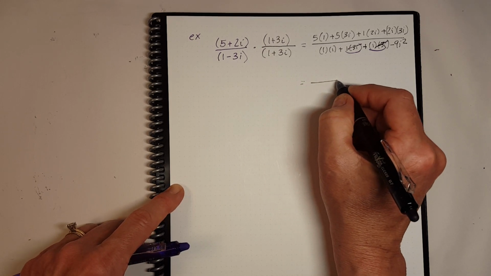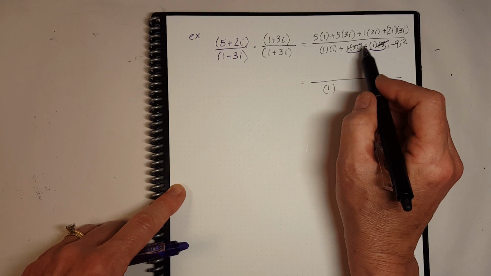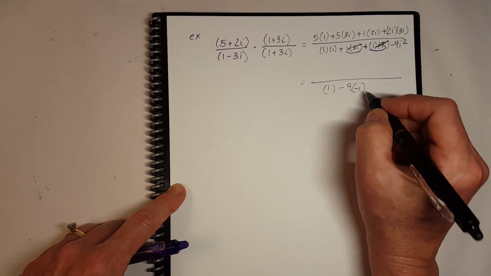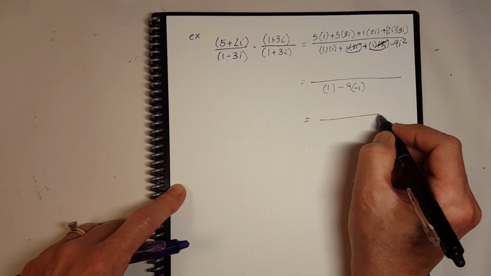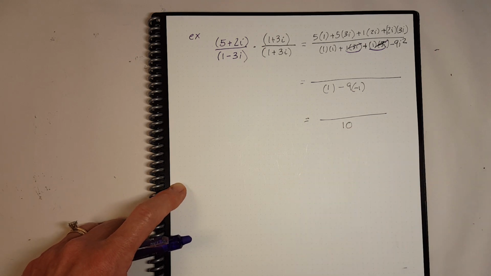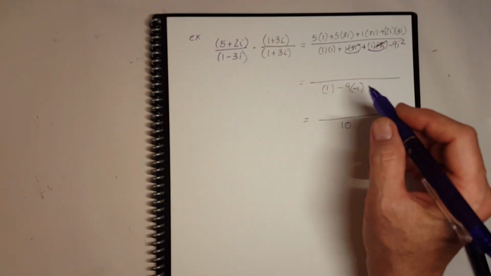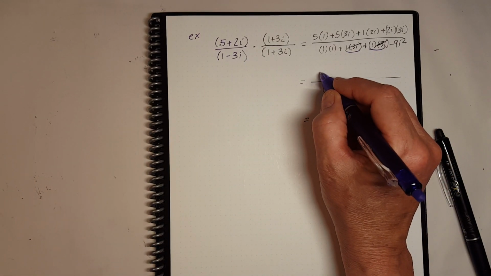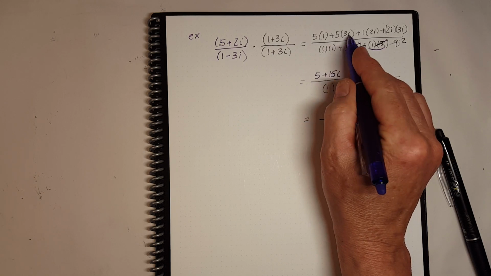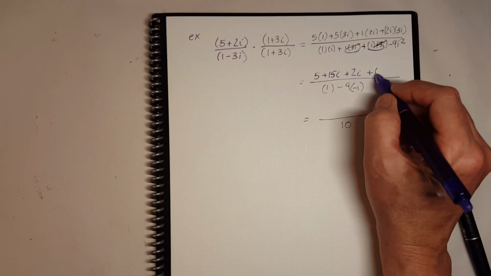So let's simplify the bottom of that first, the denominator. We have 1 times 1 is 1. These two cancel, and we have minus 9 times i squared, which is minus 1. So I'm going to continue with the bottom here. I have 1 minus a minus 9. So I have 10 on the denominator. Now in the numerator, we're going to simplify the numerator. So we have 5 plus 15i, 5 times 3i, plus 2i, 1 times 2i, plus 6i squared.